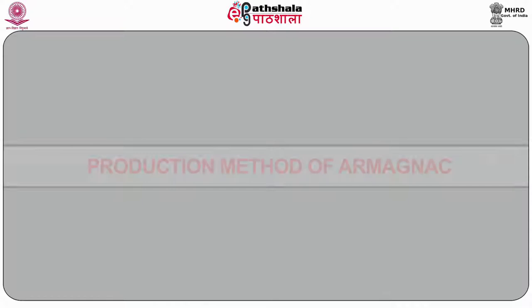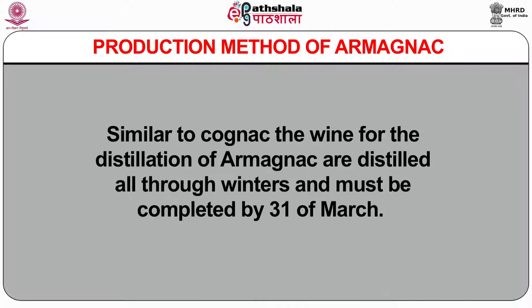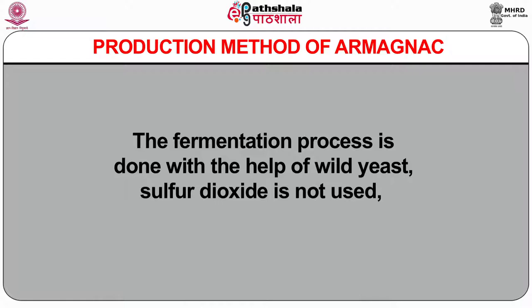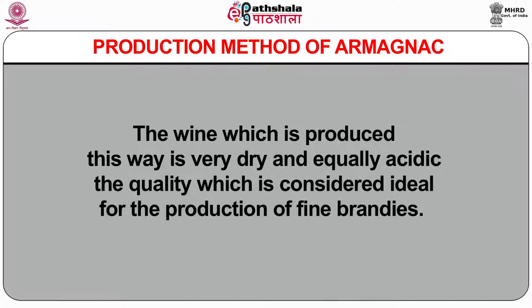Now dear students, let's discuss the production method of Armagnac. Similar to the cognac, the wine for the distillation of Armagnac is distilled all through winters and must be completed by 31st of March. The fermentation process is done with the help of wild yeast. Sulfur dioxide is not used. The wine which is produced this way is very dry and equally acidic, the quality which is considered ideal for the production of fine brandies.